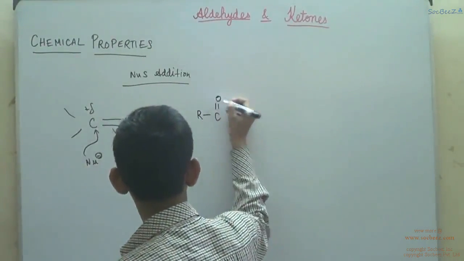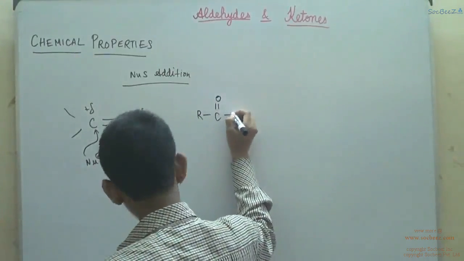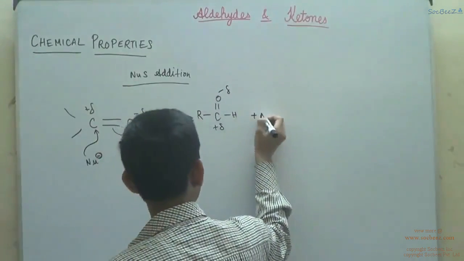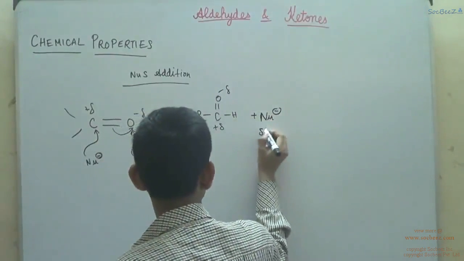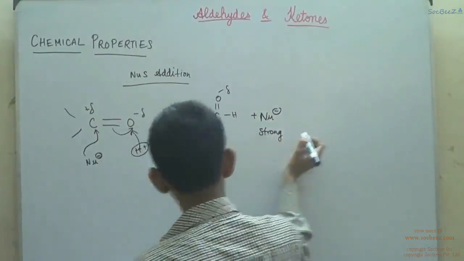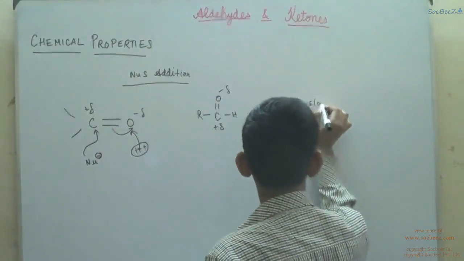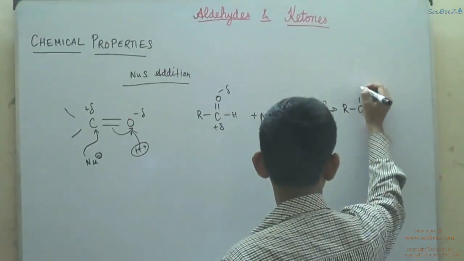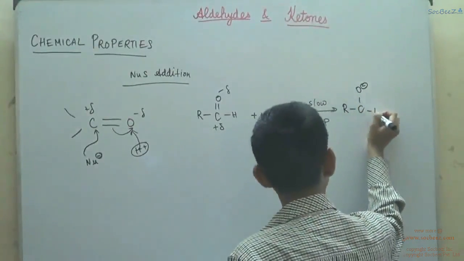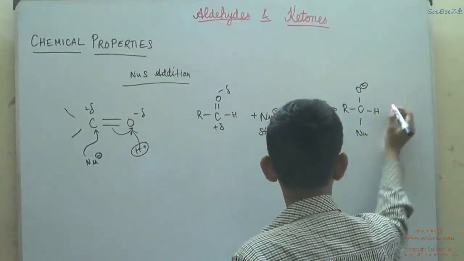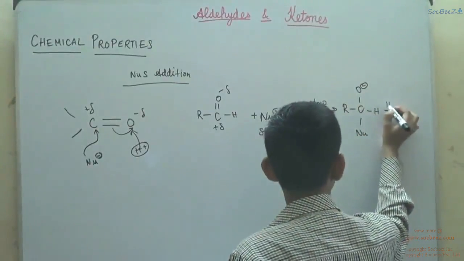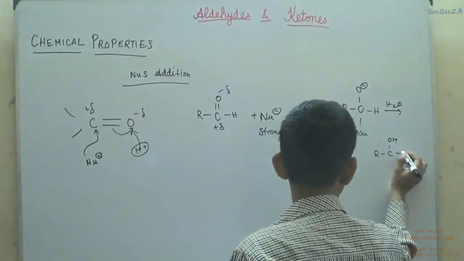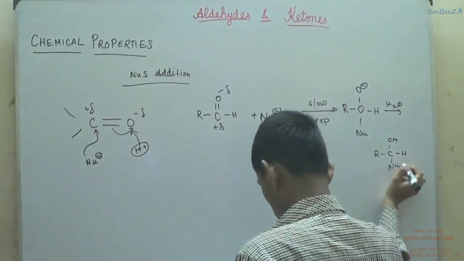Let's take a schematic diagram. So this is plus delta, this is minus delta. Plus you have a nucleophile, which is a very strong nucleophile, let's take. And then in the slow step, this tetrahedral compound is formed with the nucleophile, and then when you add water, it forms R, C, OH, H, Nu.